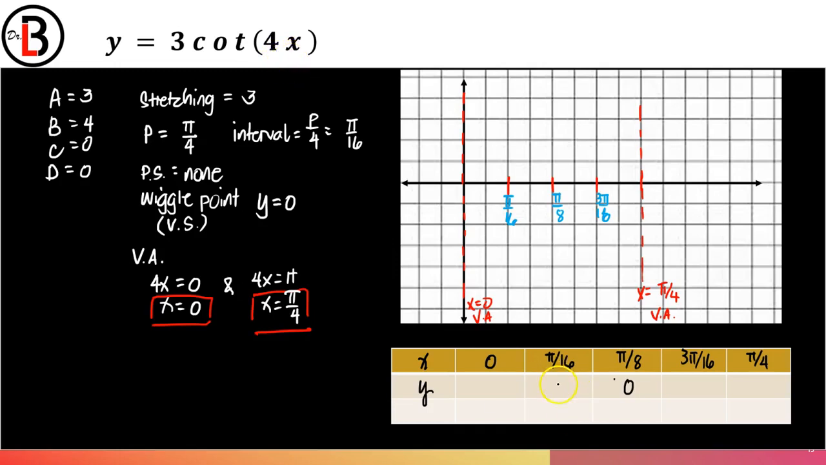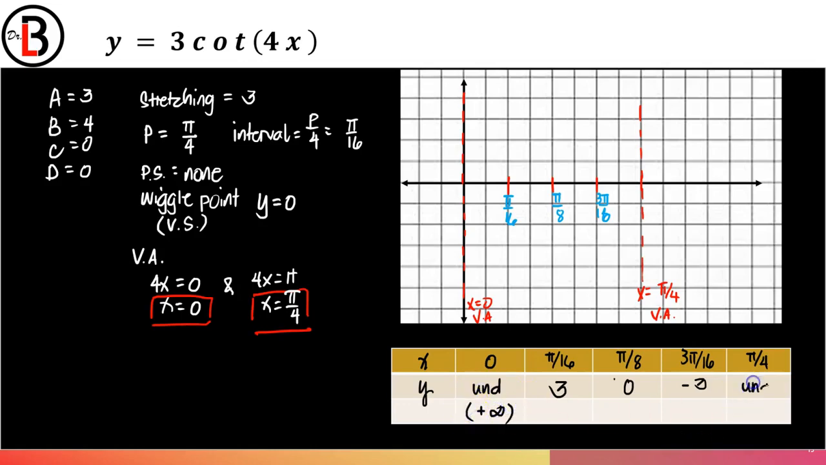So the value here is positive 3. 3 pi over 16 times 4, that becomes 3 pi over 4. Tangent of 3 pi over 4 is negative 1, therefore the cotangent is also negative 1 multiplied by 3, that's going to be negative 3. And then, as you notice, similar to tangent, this one becomes bigger, and this is undefined. This undefined actually goes to positive infinity.